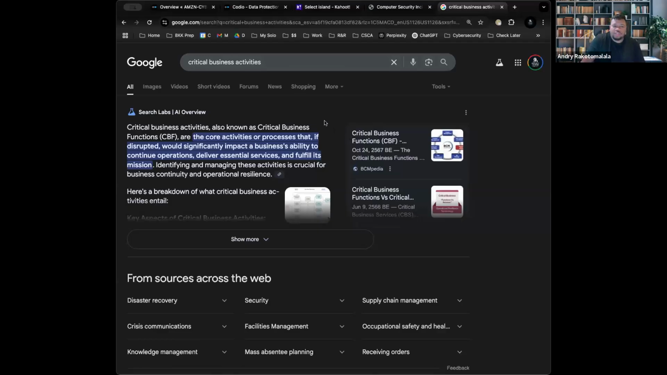So critical business activity or critical business function is just what do you need in order to work. More often than not, if you're a company, you need a computer, you need internet access, you need access to, let's say, these different tools. Those will all be deemed as critical business activities.